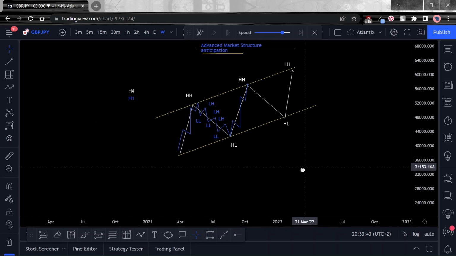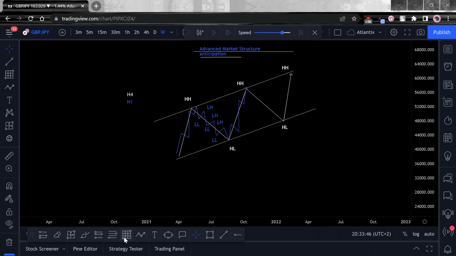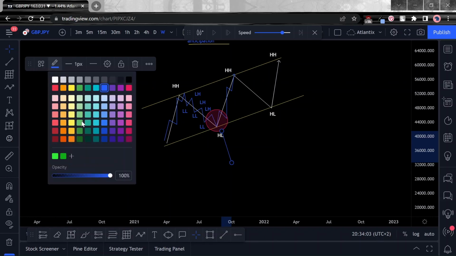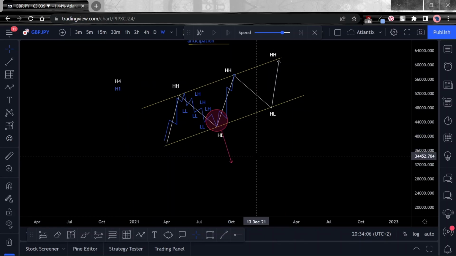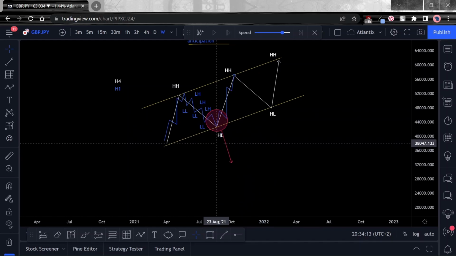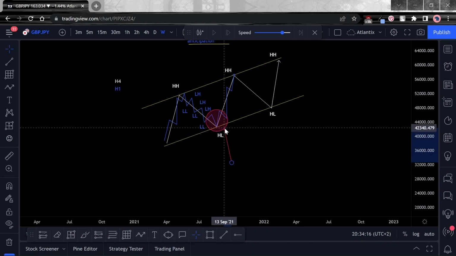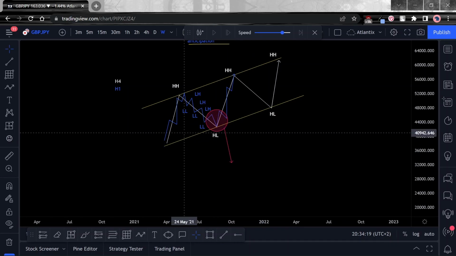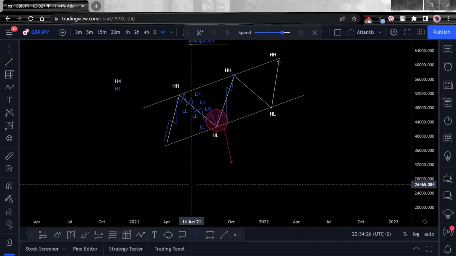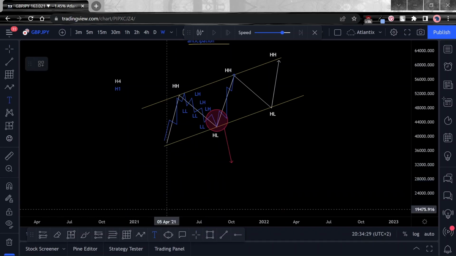Now, where does anticipation come in? What we want to do is capture the move as it changes from being bearish to being bullish, right? So what are we going to do? We're going to watch as price creates the higher time frame higher low, right? And we wait for a shift in direction of the internal market structure from creating lower highs and lower lows to starting to create higher highs and higher lows, right?